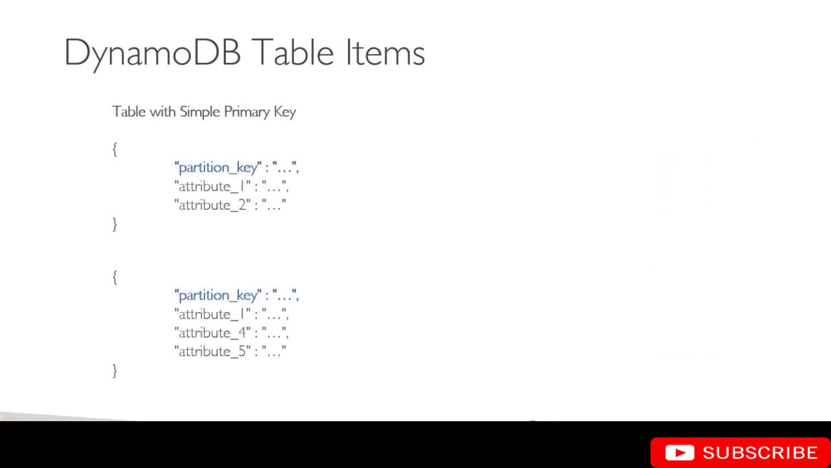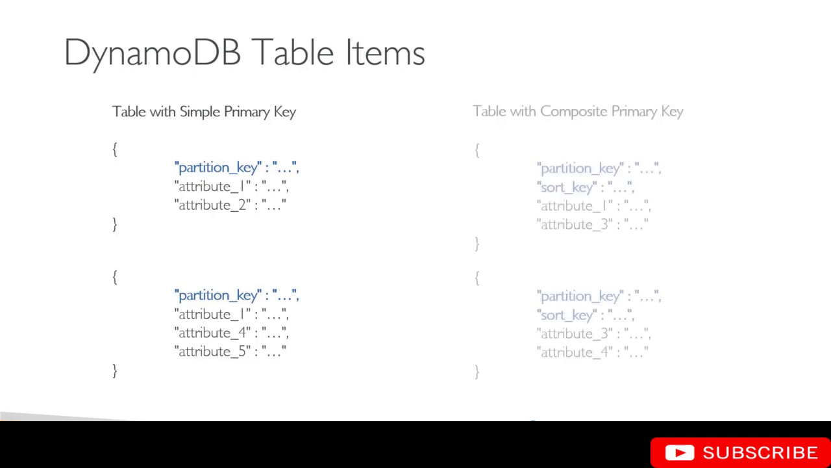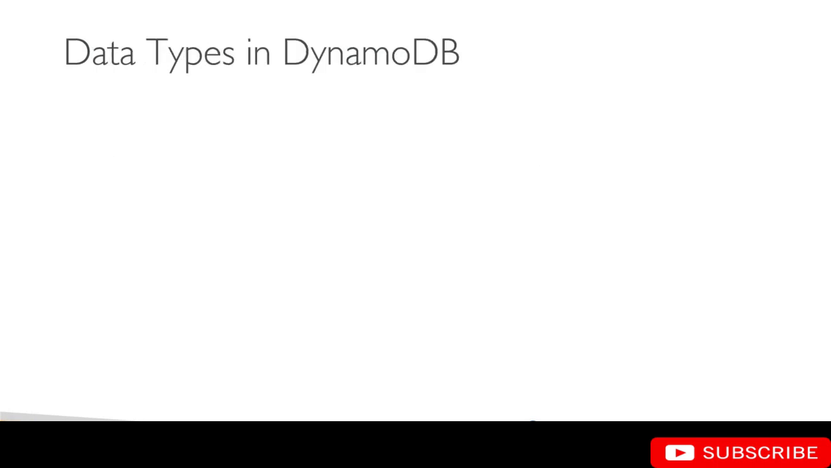So here's an example of a simple primary key. So it only has a partition key and rest of the attributes are optional. And this is an example of a composite primary key. So we have primary key composed of a partition key and a sort key, while rest of the attributes are optional. Then data types in DynamoDB.